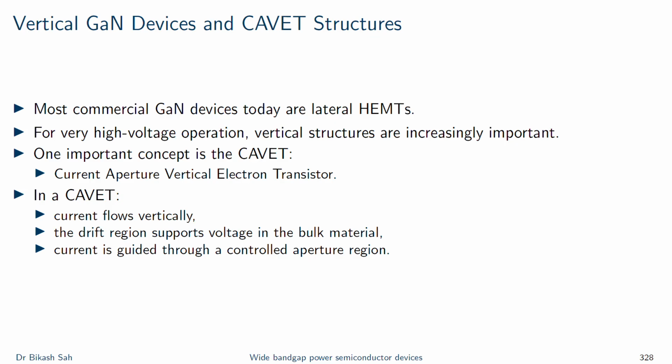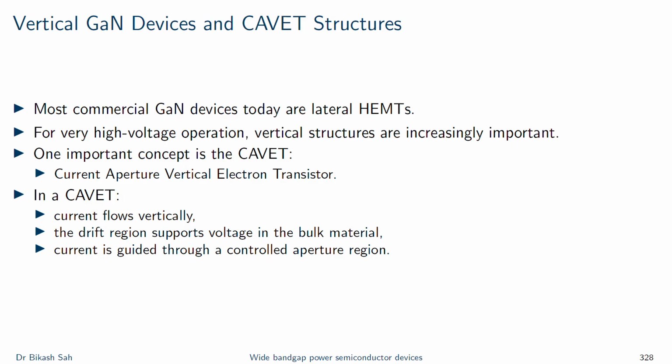Now, I would introduce a completely new term, CAVET. What exactly is CAVET? CAVET means current aperture vertical electron transistor. It is one of the most important vertical GaN concepts. In a CAVET, current flows vertically rather than laterally. The drift region supports voltage in a bulk material, and the current is guided through a control aperture.